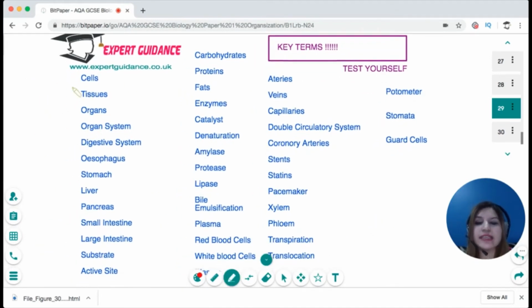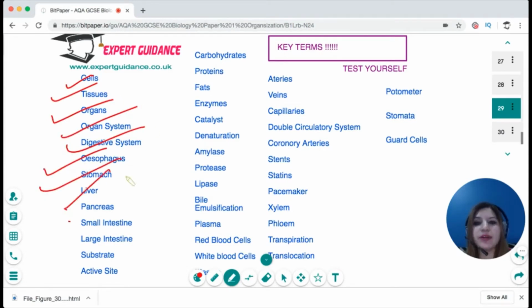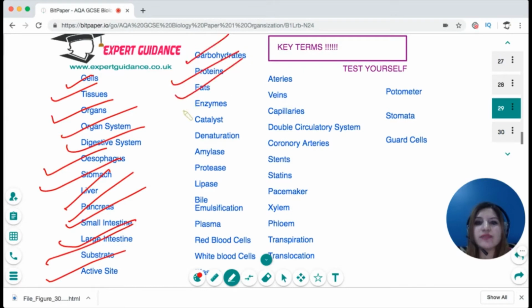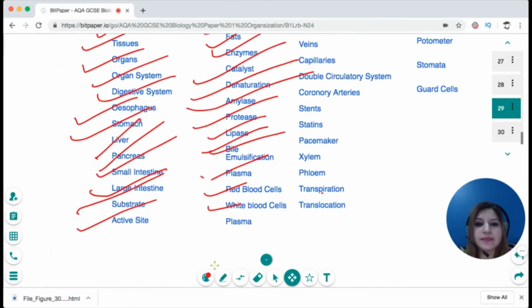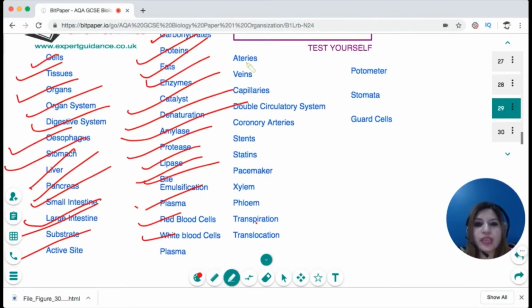These key terms are: cell, tissues, organs, organ system, digestive system, esophagus, stomach, liver, pancreas, small intestine, large intestine, substrate, active site, carbohydrates, protein, fats, enzyme, catalyst, denaturation, amylase, protease, lipase, bile, emulsification, plasma of the blood, red blood cells, white blood cells, platelets, plasma, arteries, veins, and capillaries, double circulatory system, coronary artery, coronary heart diseases.